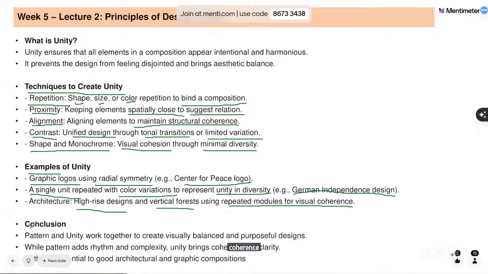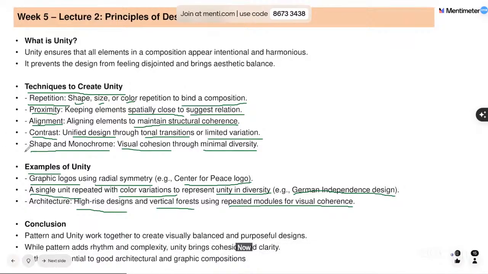And then we understand that pattern and unity work together to create visually balanced and purposeful designs. While pattern adds rhythm and complexity, unity can bring cohesion and clarity. And both are essential to good architectural and graphic composition.